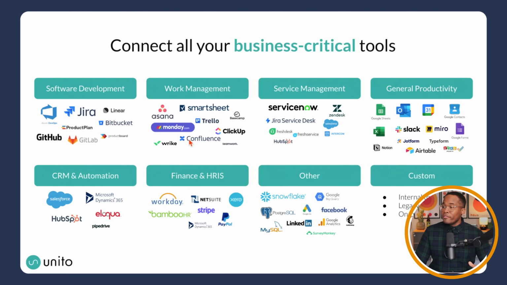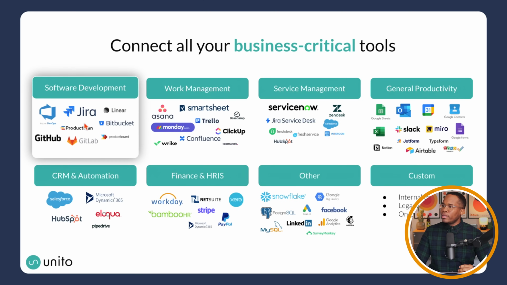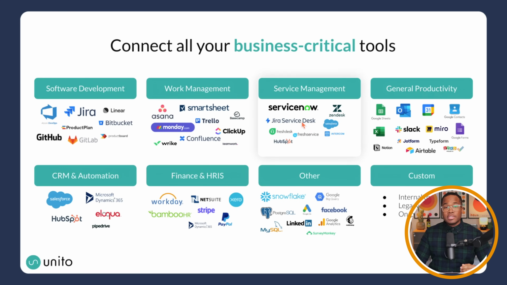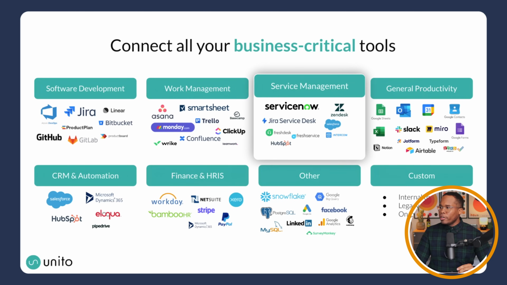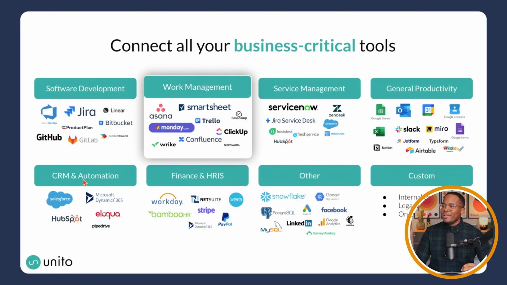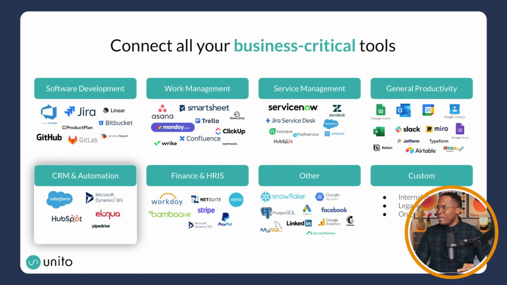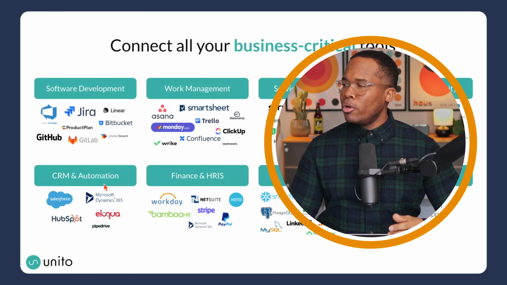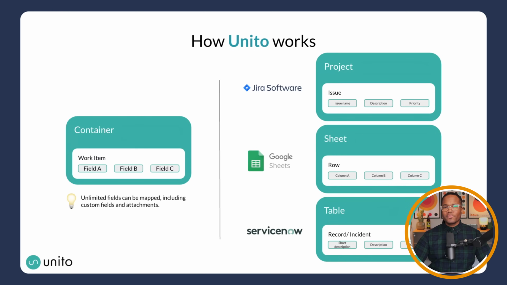It extends to all your different business tools. So on the software development side, you can connect to Jira, you can connect to GitHub, Azure DevOps. It allows for syncing between Jira Service Desk, Service Management, as mentioned earlier, any of your work management tools, Confluence included, Salesforce, Microsoft Dynamics, anything in between. If you have a tool and it has an API, we can connect to it in some way, shape, or form. So let's take a look at how Unito works.